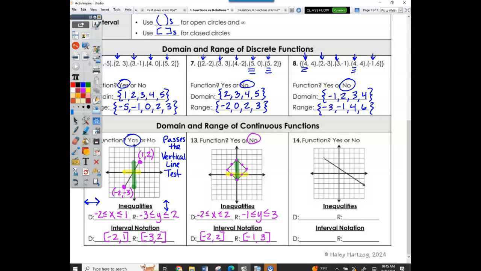All right, let's go to this one and try it. First of all, this is open. Fix it on your paper. Also, this is an arrow. That matters.